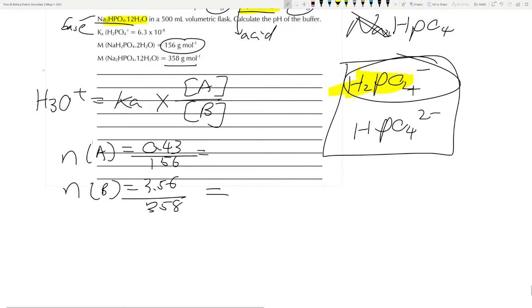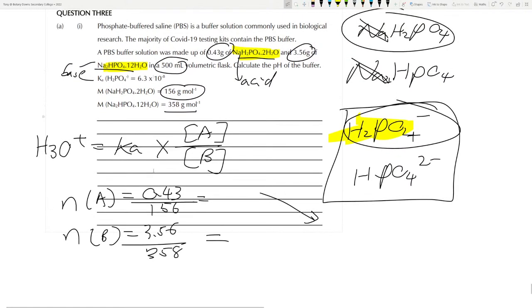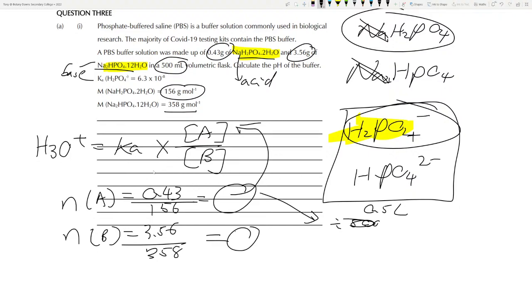Then once you've got this number, you're dissolving it in a 500 mL volumetric flask, so the volume is 500. I would assume it's 500, it doesn't say, because it doesn't really matter, since you're mixing the two solids in one container. You can technically divide by 500 or by 0.5 liters, but you don't really need to. So you substitute this one here, this one here, Ka here, you get this number, take the negative log, and that's your answer.